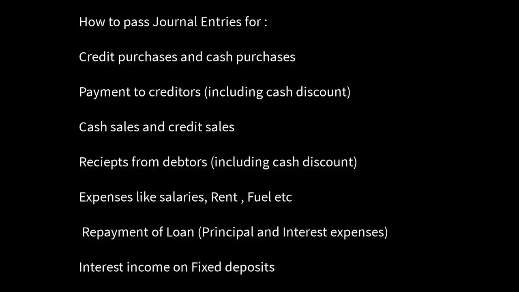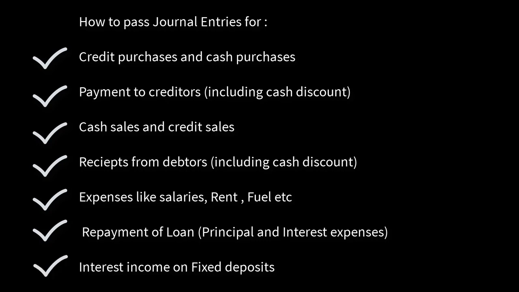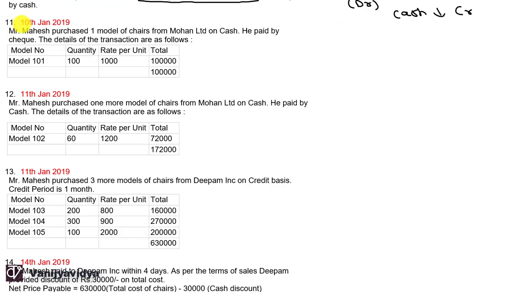In this session, we will be learning about how to pass journal entries for credit purchase and cash purchase, payment to creditors including cash discount, cash sales and credit sales, receipts from debtors, expenses like salaries, rent, fuel, etc., repayment of loan, that is including principal and interest expense, interest income on fixed deposit. Let's begin. Transaction number 11, 10 Jan 2019.